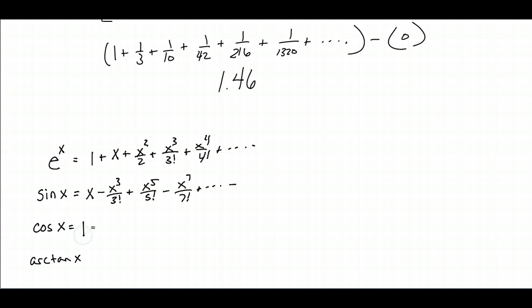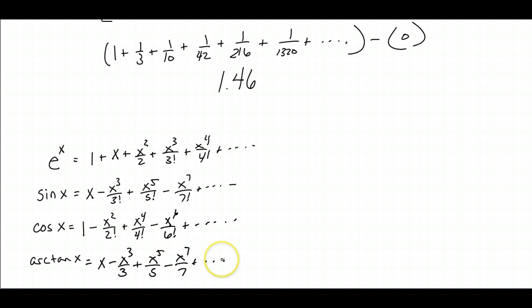Cosine is an even function. We start with a 1 minus x squared over 2 factorial. That 1, remember, is meaning x to the power of 0, plus x to the 4th over 4 factorial minus x to the 6th over 6 factorial plus dot, dot, dot. Arctangent is an odd function. It's a lot like sine except it's not factorial. So it's x minus x cubed over 3 plus x to the 5th over 5 minus x to the 7th over 7. And you can continue that.